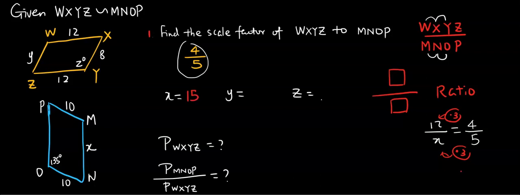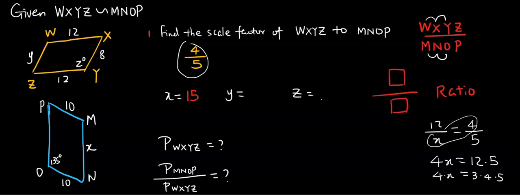We can also use our cross product. Cross product tells us 4 times X equals 12 times 5. Okay? If you don't want to keep carrying on, you can start to simplify. You say 3 times 4 times 5, and that is 4 times X. 4 cancels out. 3 times 5, X is 15.